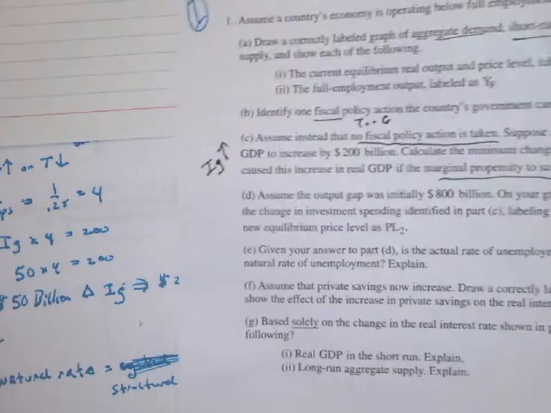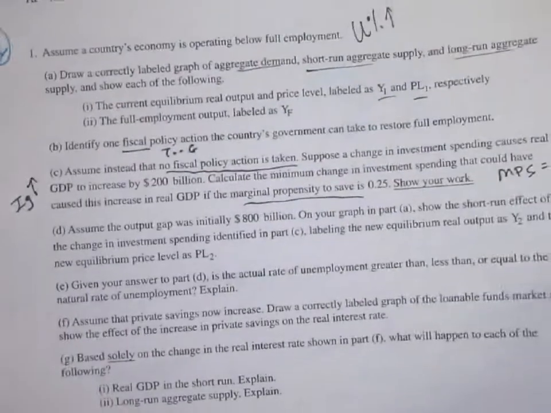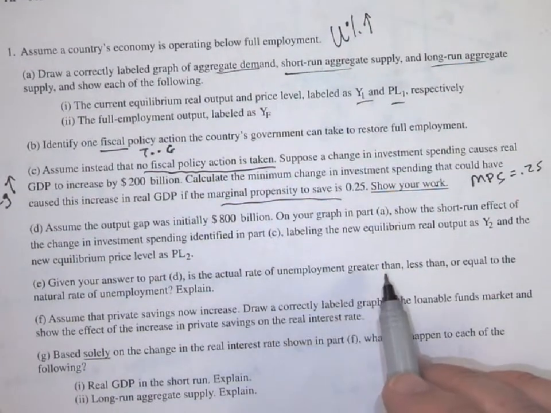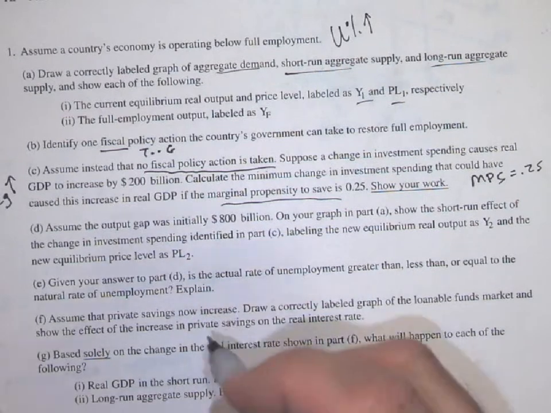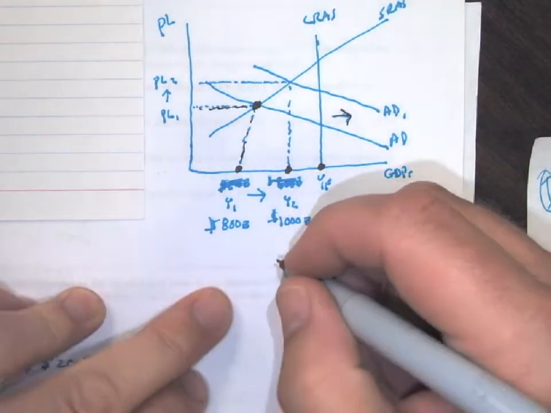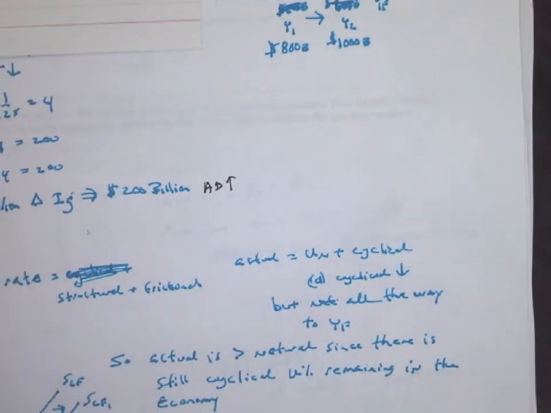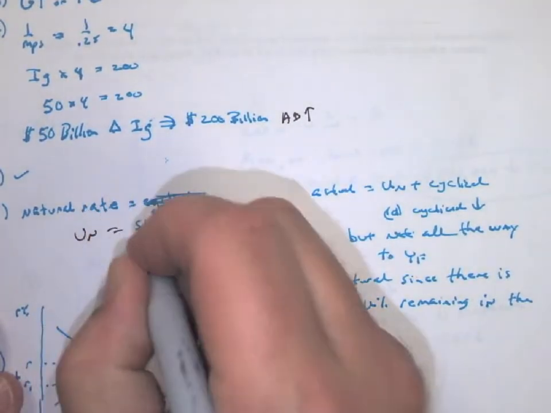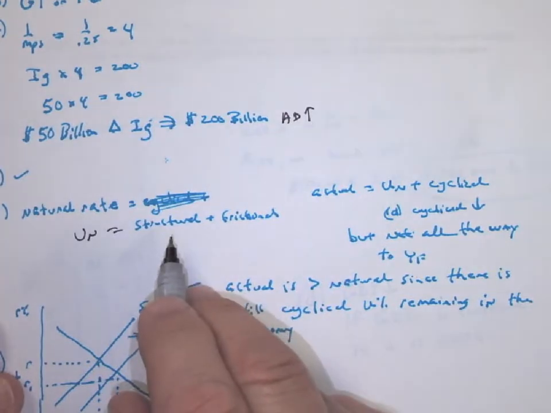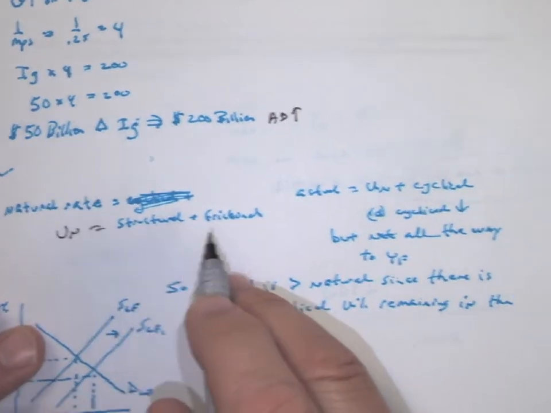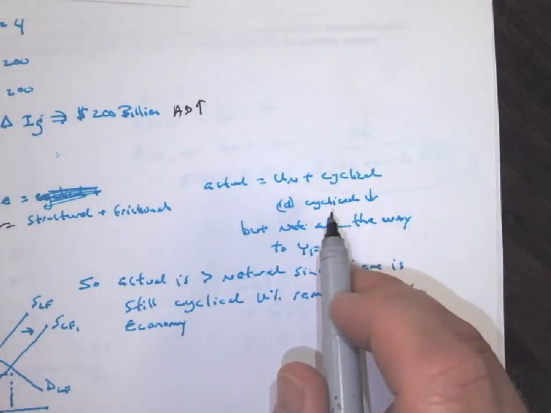Okay. All right. So part E, given your answer to part D, is the actual rate of unemployment greater than, less than, or equal to the natural rate of unemployment, and explain, of course. Well, right now we have unemployment, don't we? So I remember that the natural rate and the actual rate are two different things. So remember the natural rate, or UN, is equal to, we're always going to have structural and frictional unemployment in our economy no matter what we do. Okay. Actual, though, is also going to include cyclical.